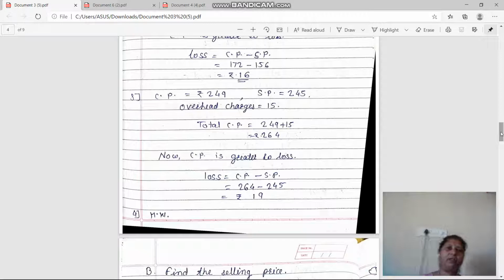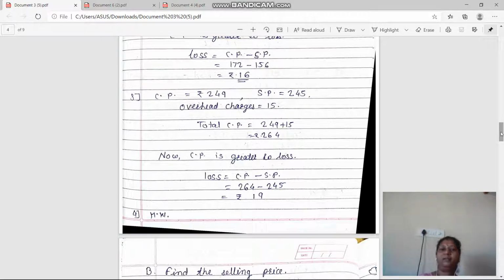Next thing, cost price is 249 and selling price is 245. Overhead charges is 15. So just five minutes ago I asked you, when overhead charges are given, extra money spent, or money spent on painting, expenditure, whatever it may be, these we have to add to the cost price. Then we get the real cost price. So what is the total cost price? Cost price 249 plus 15, we get 264.